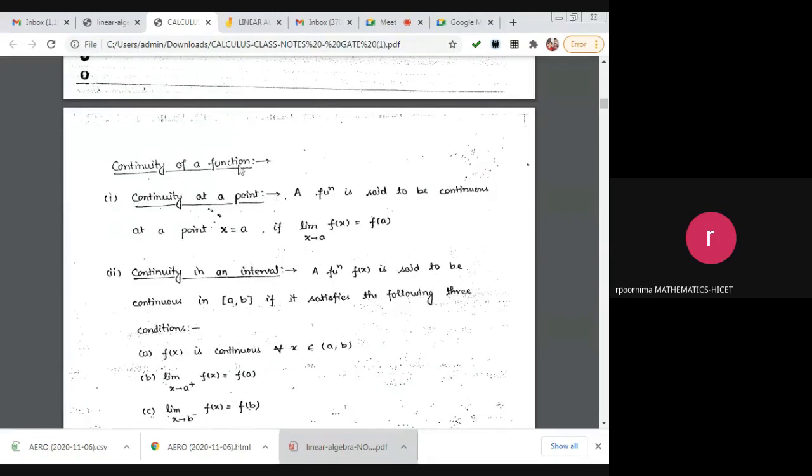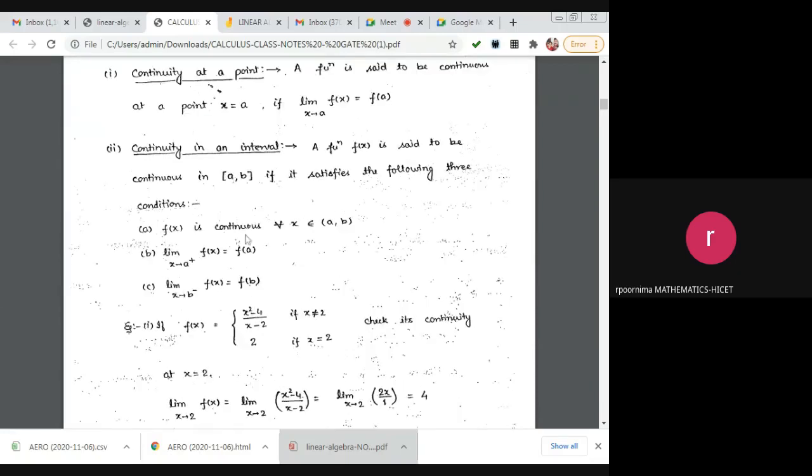Next, continuity of a function. So continuity at a point: a function is said to be continuous at a point x equal to a if limit x tends to a of f of x equals f of a. Continuity in an interval: a function f of x is said to be continuous in (a, b) if it satisfies the following three conditions. That is, f of x is continuous for all x belonging to (a, b), limit x tends to a plus of f of x equals f of a, then limit x tends to b minus of f of x equals f of b.